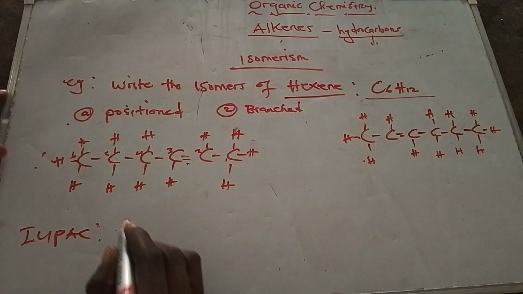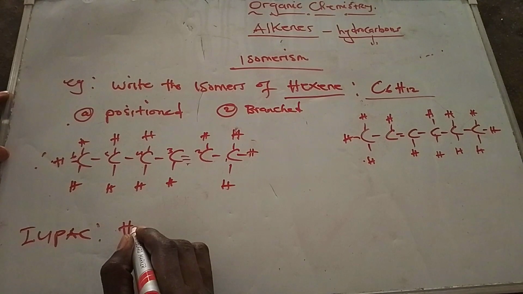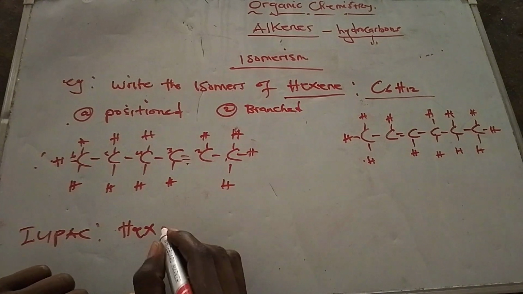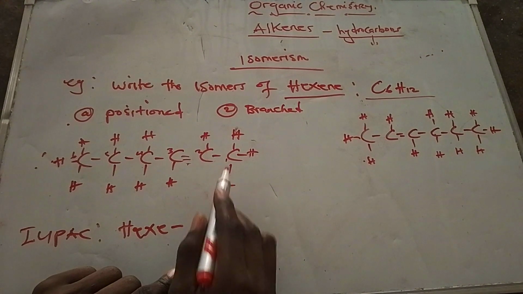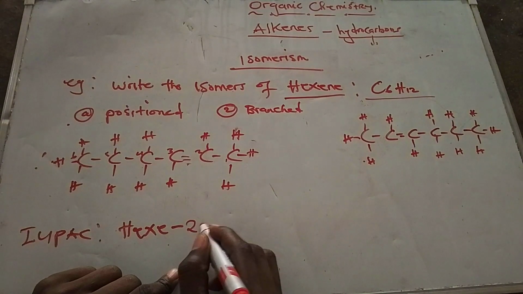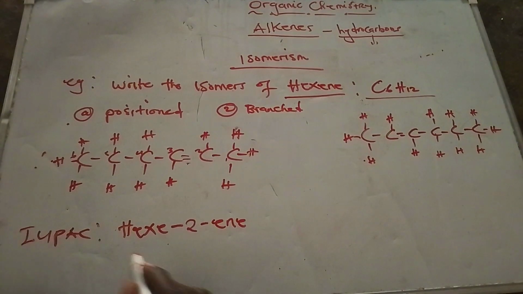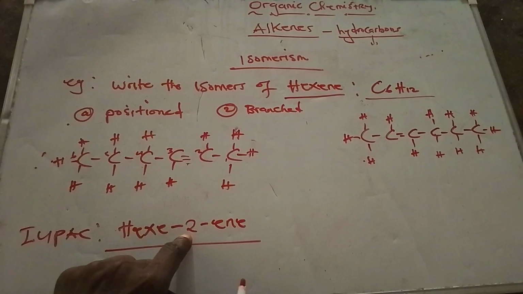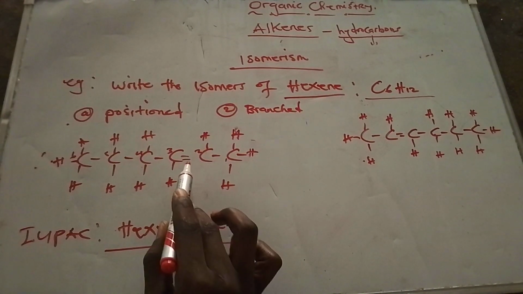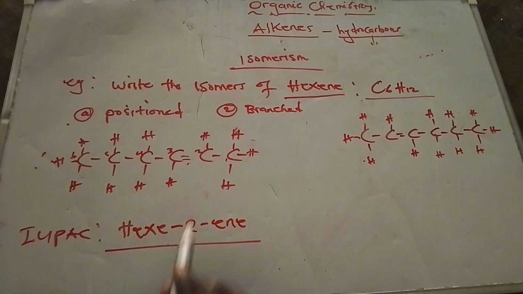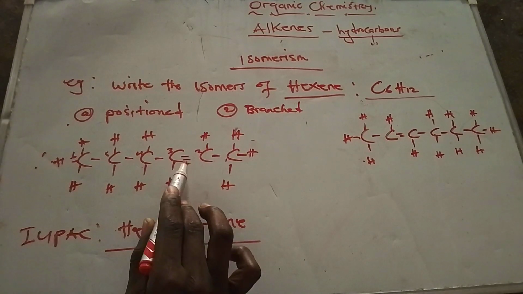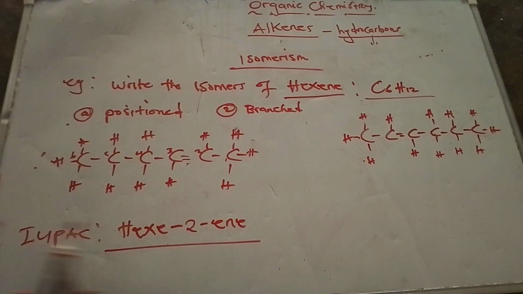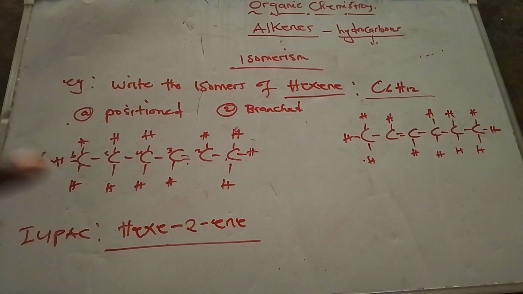So my IUPAC name now will be: hex, then I'll put a hyphen, then 2, then I'll finish the name. This number 2 represents the position of the double bond. So it is saying the double bond is on carbon number 2. So this is the IUPAC name of this structure, and this is how we write the positioned isomer.